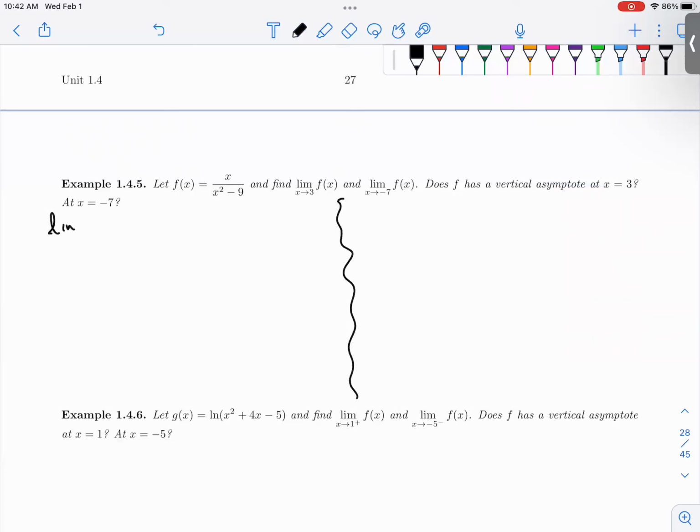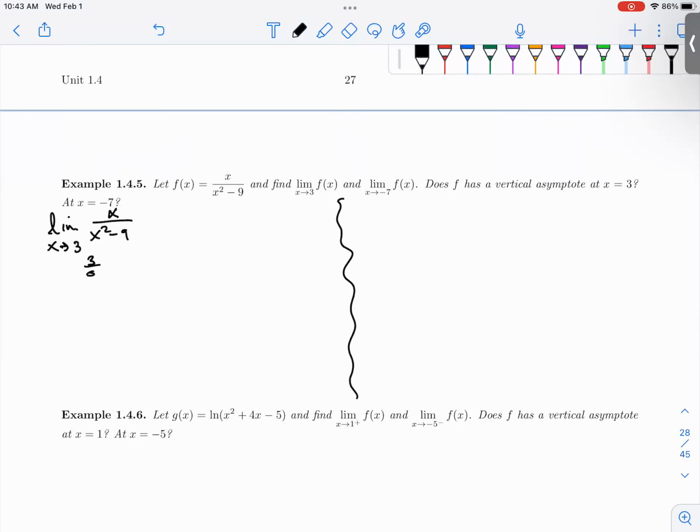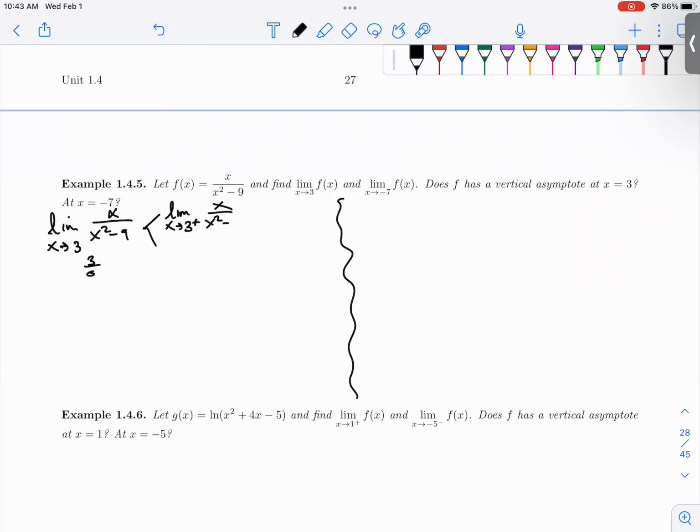So the limit as x approaches 3 of f of x, let's write f of x as what it is, x over x squared minus 9. You'll get 3 over 0. Because this is a regular limit, not a one-sided limit, we need to check the left and right-hand limits, because we need to check both sides. So the limit as x approaches 3 from the right of x over x squared minus 9, you're going to try x equals 3.01.